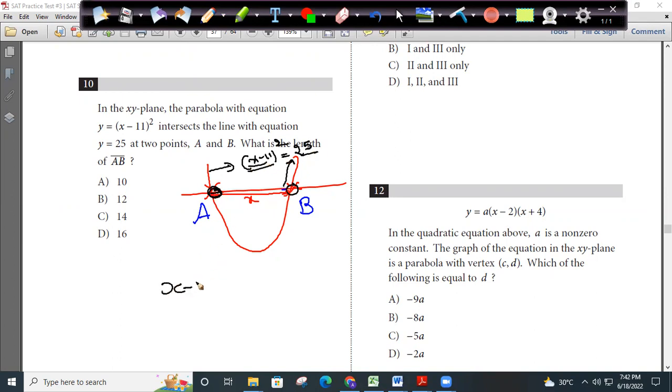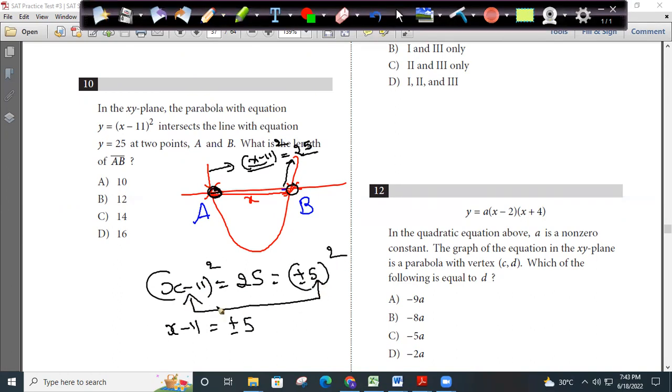Let me find. (x minus 11) whole square is equal to 25. The mistake students make is they take the square root on both sides. No, square root is a different function. 25 can be written as (plus or minus 5) whole square. So x minus 11 should be equal to plus or minus 5.